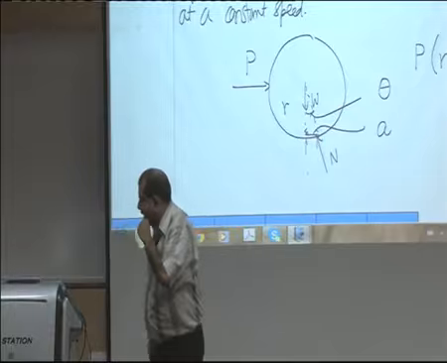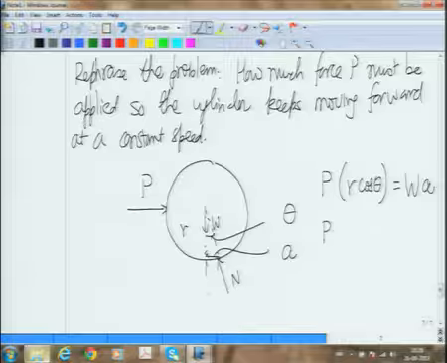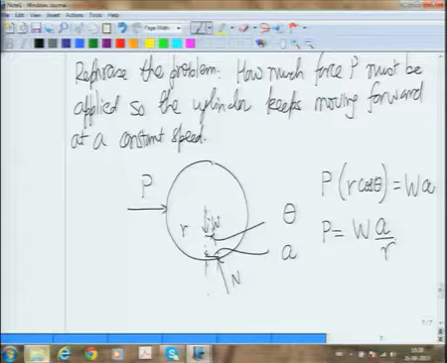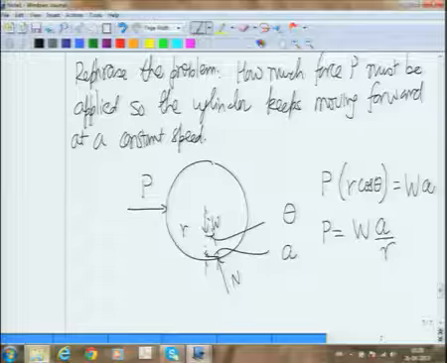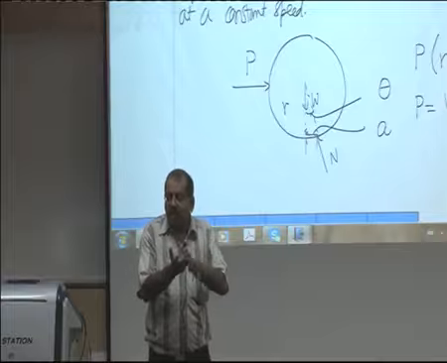If theta is very small, then P must be equal to W times A by R. Now P is the horizontal force, which means P will also be equal to the horizontal force acting on the ground. So the frictional force is W times A by R. If it was sliding, what would be the frictional force? It would be W times mu.